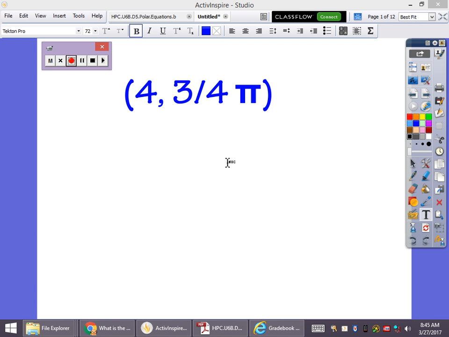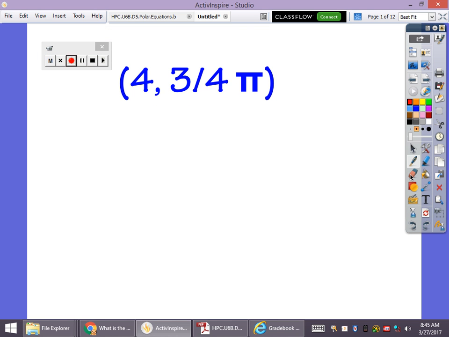X and Y, okay? All right, so I have an X equals something and I have a Y equals something. I want something more than just repeating the formula. X equals 4. No.